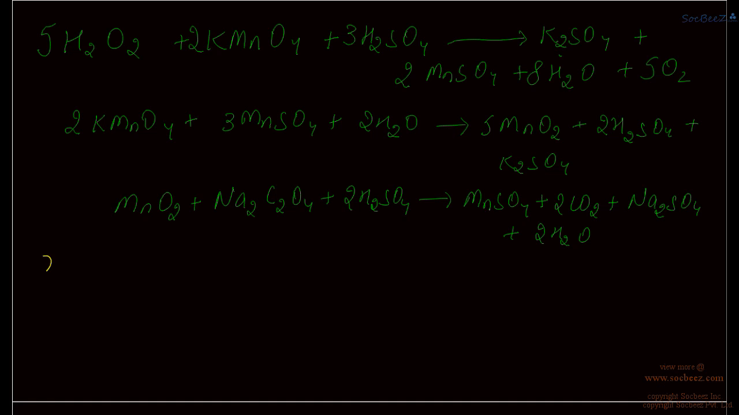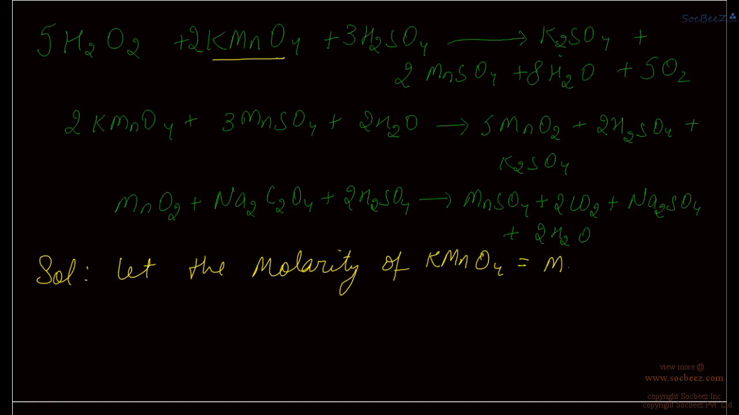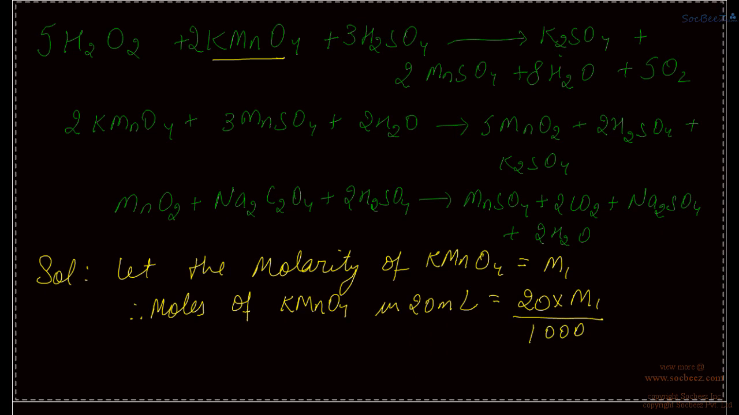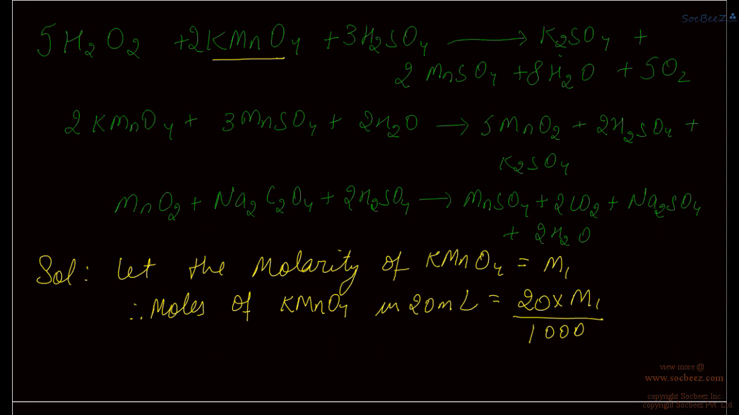Okay, so let's start our discussion on how this question can be solved. Let the molarity of KMnO4, whatever KMnO4 is used, equal M1. Therefore, moles of KMnO4 in 20 ml of solution equals 20 into M1, and since the volume should be in liters, we divide it by 1000.